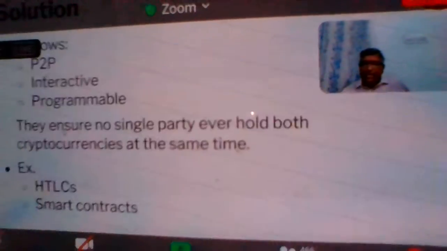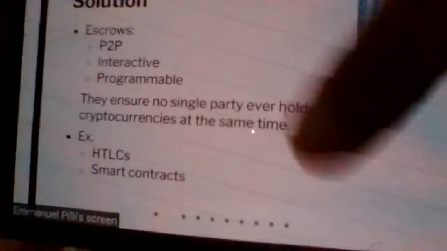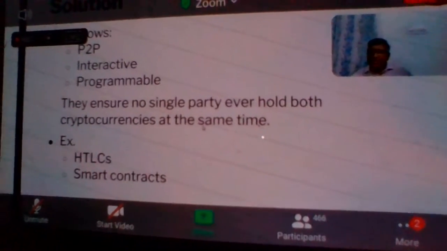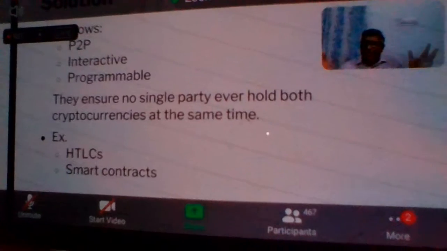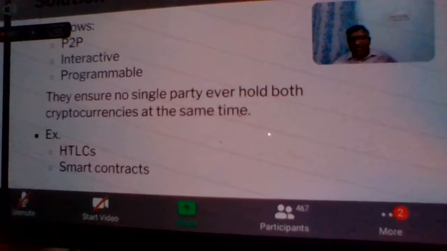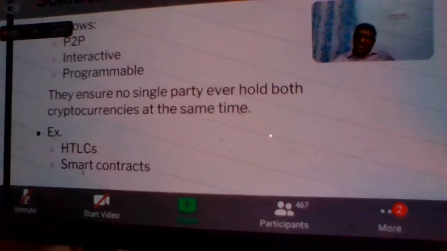So the solution is escrows, P2P, interactive protocols. They ensure no single party ever holds both cryptocurrencies at the same time. So it's like give with one hand and receive with the other, that kind of thing. Otherwise, you can also write HTLC and smart contracts.